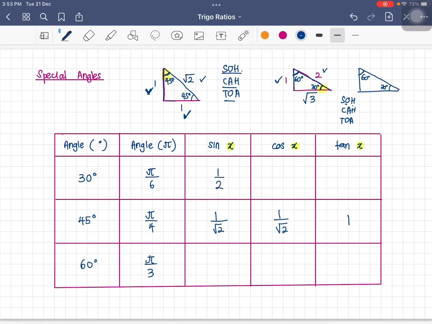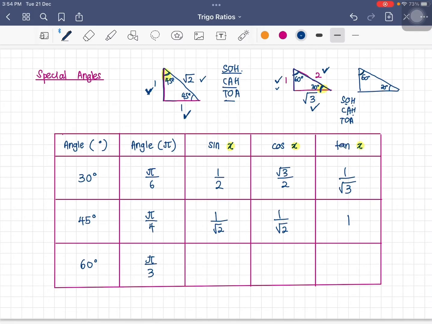Cos of 30 should be given by CAH, adjacent over hypotenuse. So this is our 30. So this is adjacent over hypotenuse, square root 3 over 2. And the last one should be tangent of x, which is tangent of 30. TOA, opposite over adjacent. So 1 over square root 3. So that is the sine, cos and tangent for the 30 degrees.